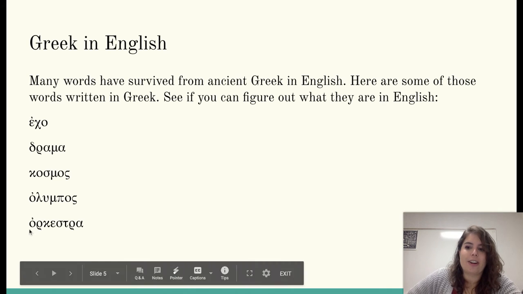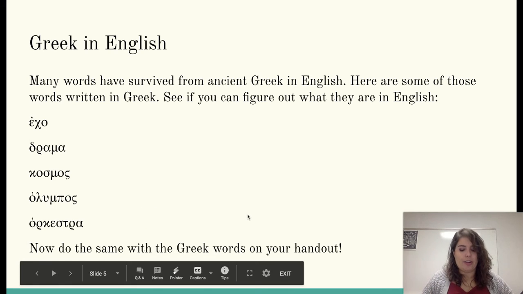So this one's a little bit longer. So we have orchestra. So remember that one that looks like a P is actually an R sound. So this is orchestra. Orchestra, like the music, right?